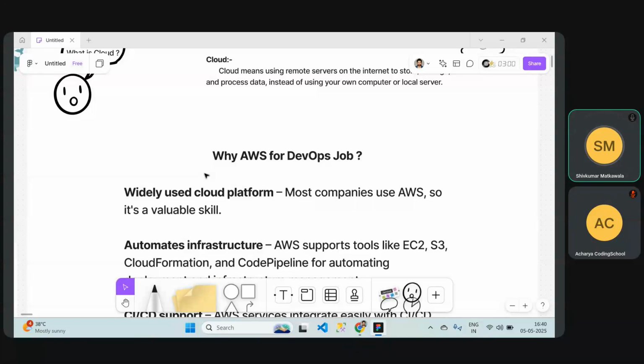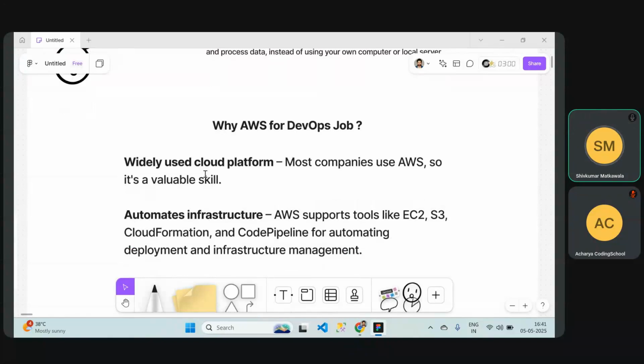So why AWS for DevOps jobs? When we are implementing DevOps, doing DevOps related work, what is the role of AWS? That's what I want to talk about here. See guys, DevOps is all about automation, operations, development, and so many different things related to IT. And if you want to do those things, you need hardware, machines, servers, storages, databases, a lot of things.